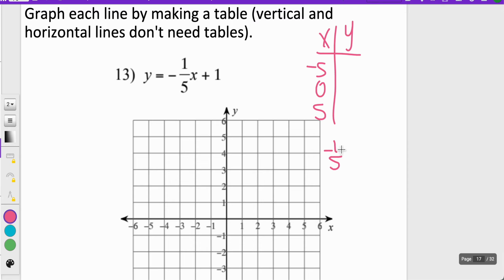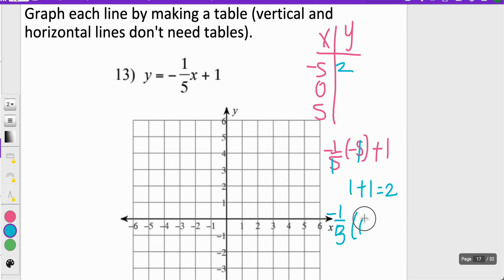I'm going to plug in negative 5 first to my equation, but they cancel out to just give me 1s. So negative 1 times negative 1 is 1, and 1 plus 1 is 2. When I plug in my 0, negative 1/5 times 0 is 0, plus 1 is 1. So 2, 1, and then my last one would be 0. So negative 5, comma 2, 0, comma 1, 5, comma 0. These are spread out, but still making that straight line. You probably could do a straighter line than I could.